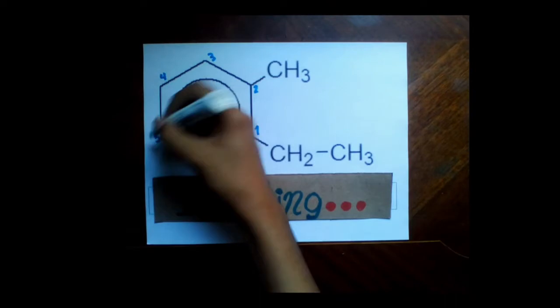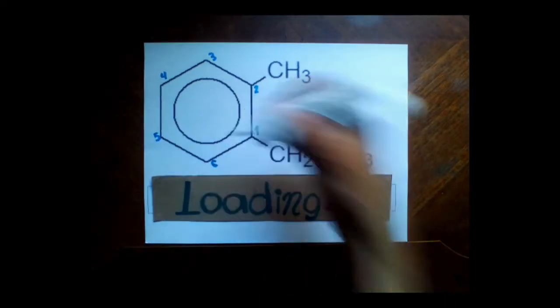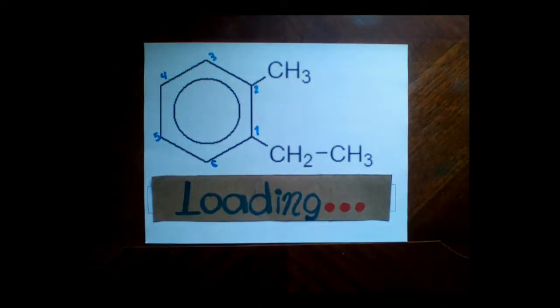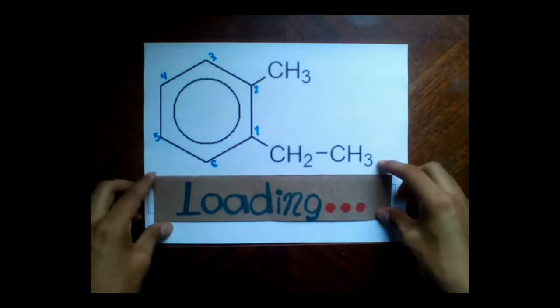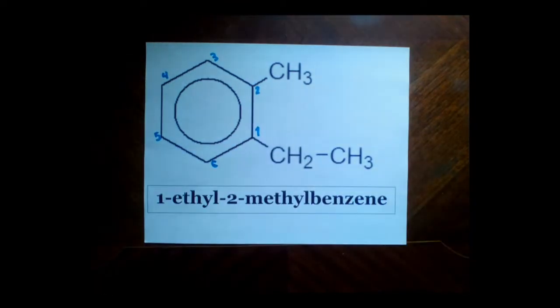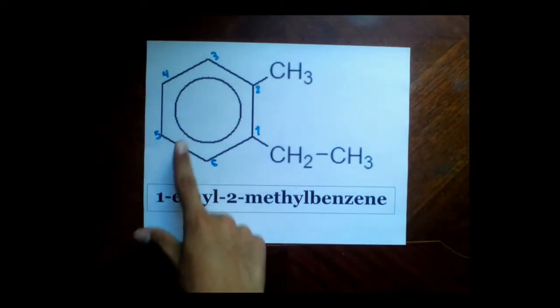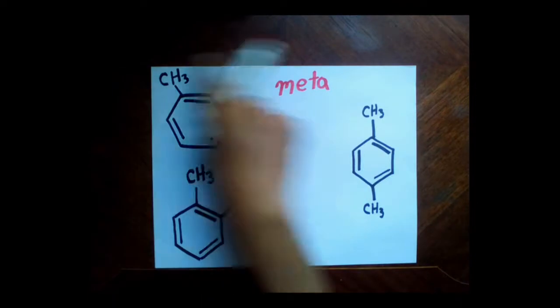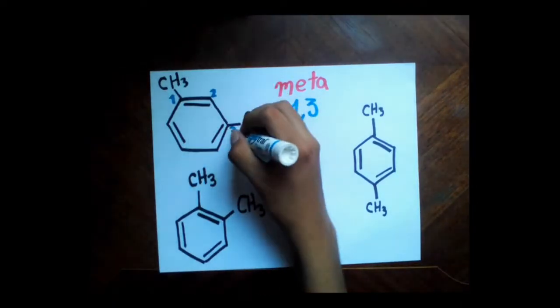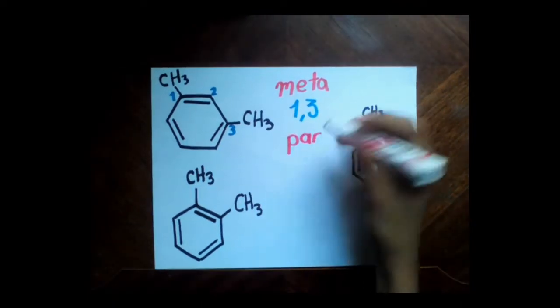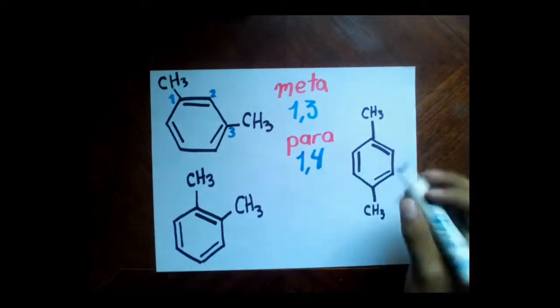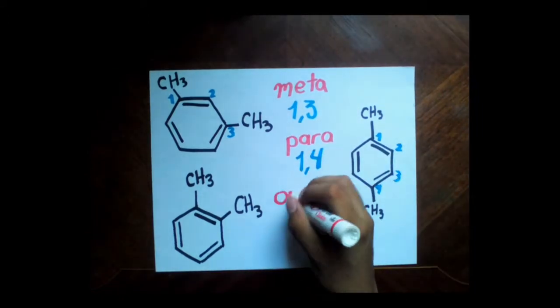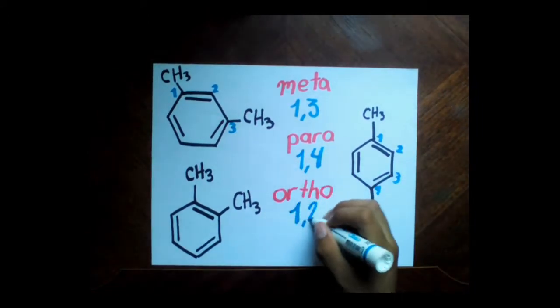First, write the position of substituents, then the name of them, and the ending benzene. In this example, there is an ethyl group in the first position and a methyl group in the second, forming 1-ethyl 2-methylbenzene. There are prefixes that are used to show the position of 2 substituents. The prefix ortho indicates 1-2, meta indicates 1-3, and para is used for 1 and 4.